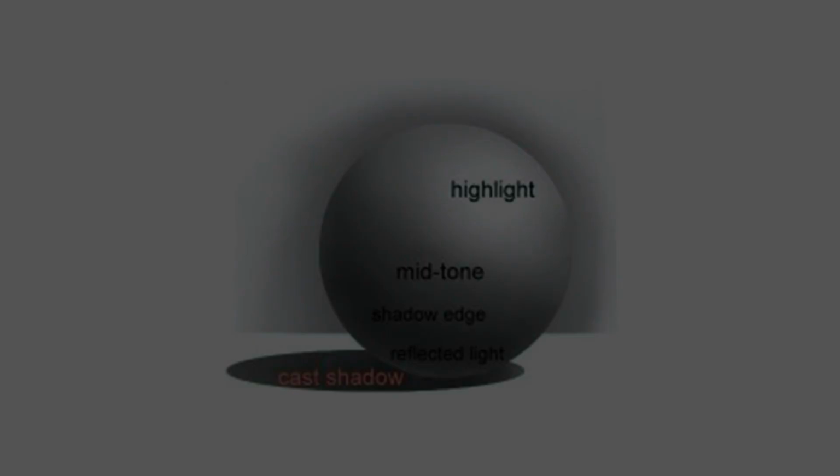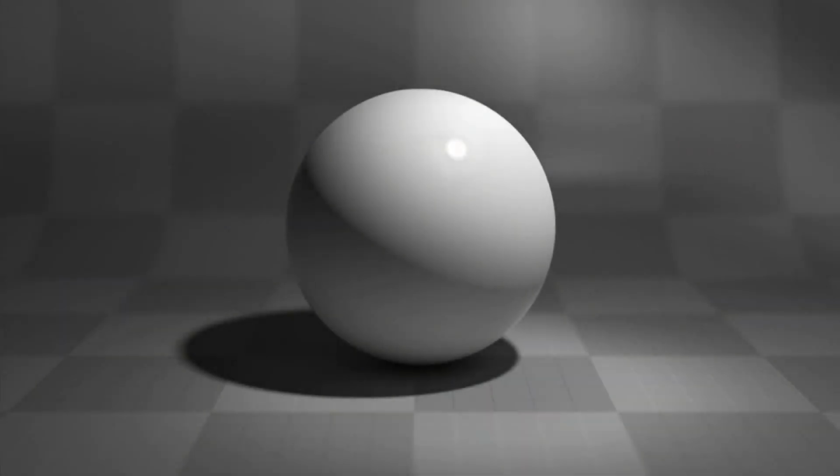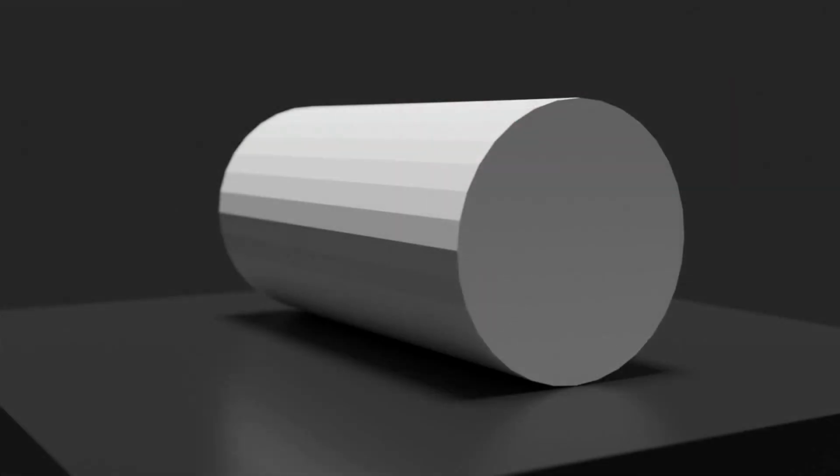So what do I mean? Here is the highlight. That's the reflection of the light source actually on your object. The center light is that part of the object where the surface is pointing towards the light source most directly. On this cylinder, the center light is up here on the top. This is where the plane of the surface is facing towards the light.